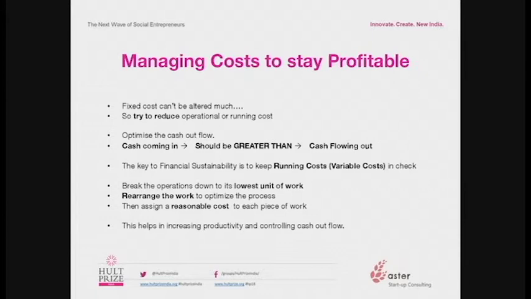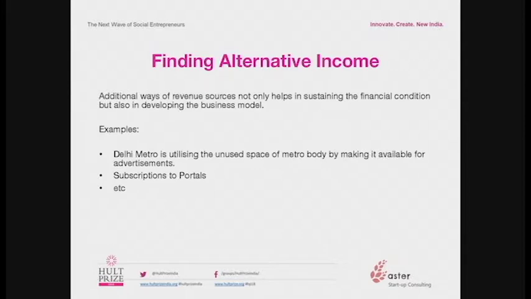If you think you're spending unnecessarily on something, or you can do it for free, why do you want to spend on it? Rearrange the work. Sometimes by doing it in a different order, you can actually save cost. And finally, when you get down to that base piece of work, assign a reasonable cost to it and say, I will stick to this cost. When you add up all those costs together, you will get your total cost, which you expected, which is your running cost, how much it takes to run your enterprise. So that would help you to keep all these facts in mind.